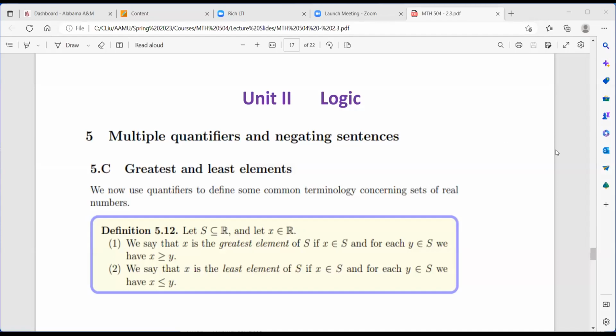So we were talking about multiple quantifiers and negating sentences. Last time we didn't finish this section.